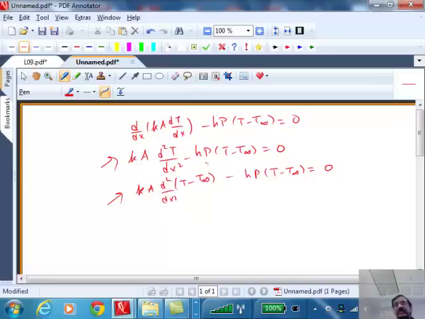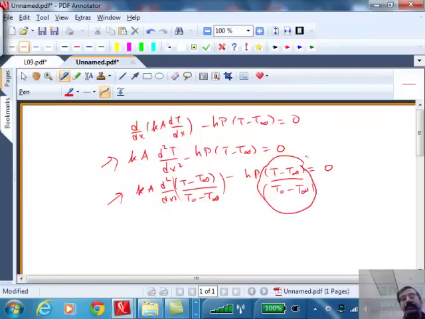The next thing I want to do is divide by T0 minus T infinity. Again, that's a constant, so I can divide that inside the derivative. So divide every term by T0 minus T infinity, and that introduces theta, okay? Because now the entire thing is theta, so I can write this as kA times d²theta/dx² minus hP times theta equal to zero.